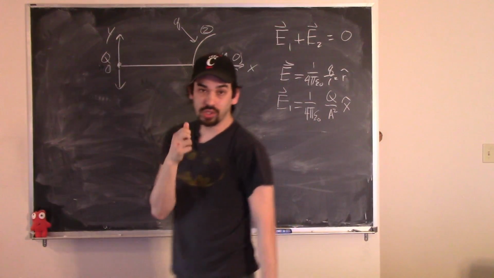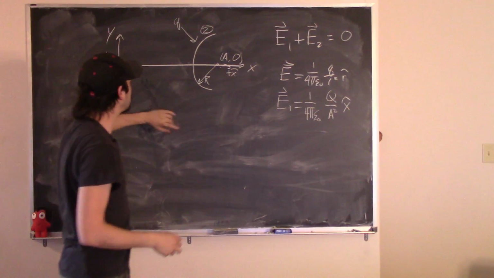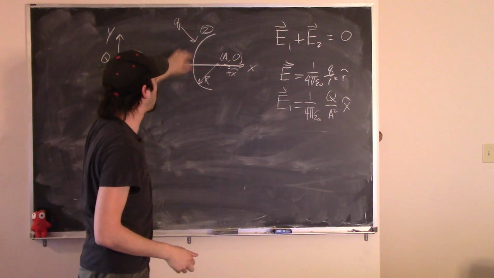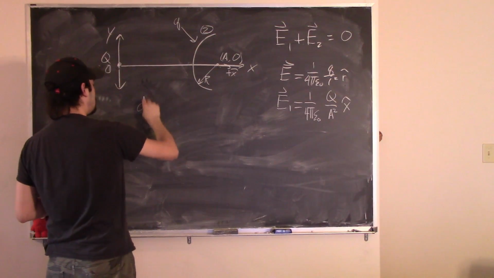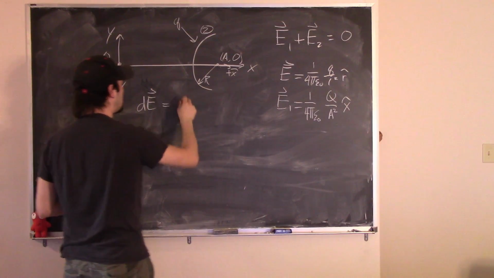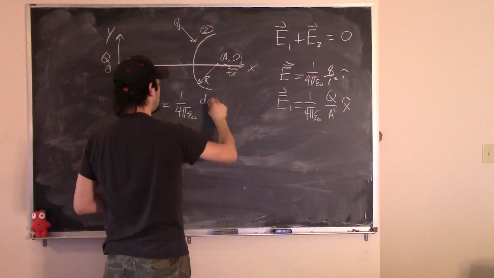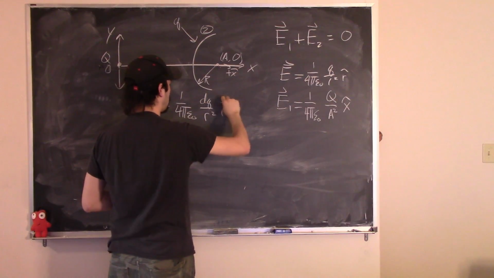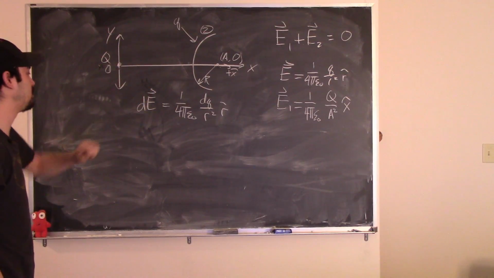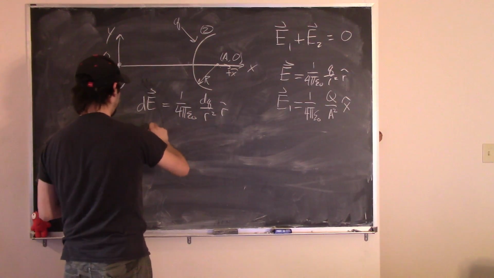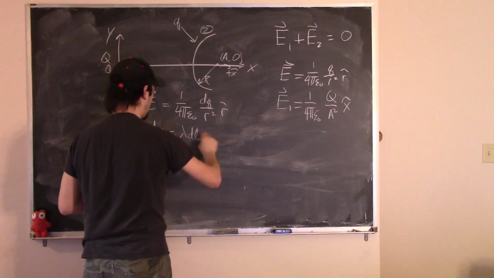Okay. So the next thing that we need to do here is figure out what the electric field is produced by this arc. In order to do that, what we say is dE is equal to 1 over 4 pi epsilon naught dq divided by r squared times r hat. And we just need to determine a couple of things here. So let's start with dq. dq in general is going to be equal to lambda dl.